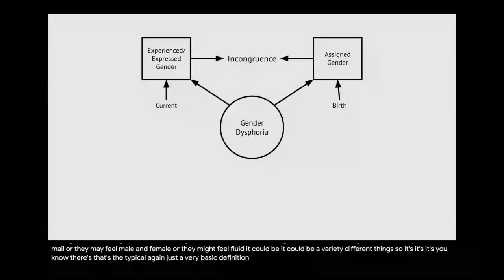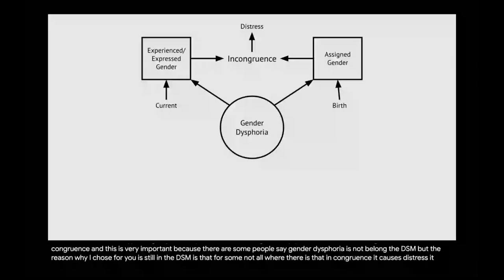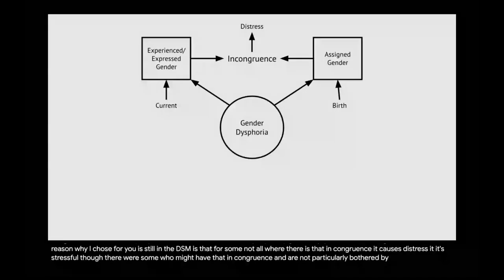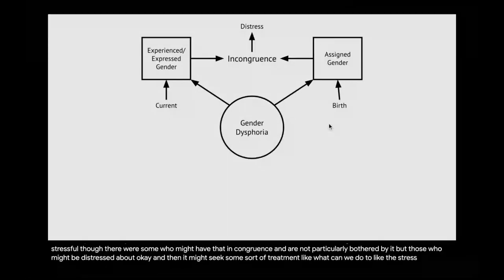And the thing about the incongruence, and this is very important, because there are some people who say gender dysphoria does not belong in the DSM. But the reason why gender dysphoria is still in the DSM is that for some, not all, where there is that incongruence, it causes distress. And it's stressful. Now, there are some who might have that incongruence and are not particularly bothered by it. But those who are distressed about it might seek some sort of treatment, like what can we do to make the distressing feelings less, or how to manage with it.